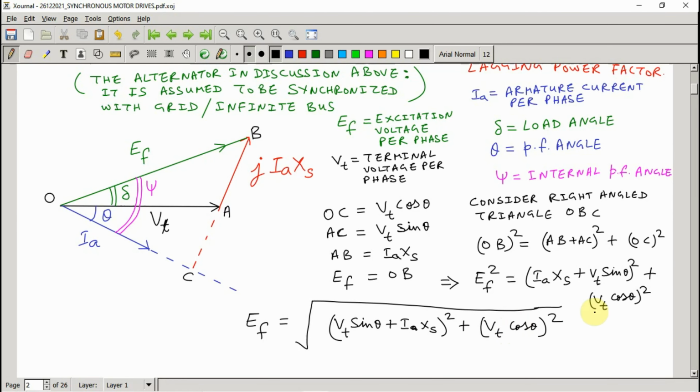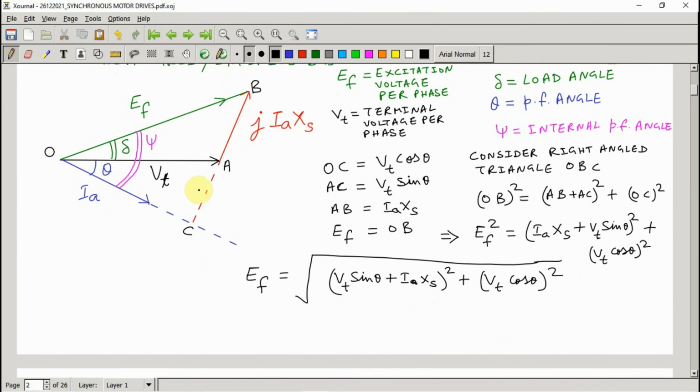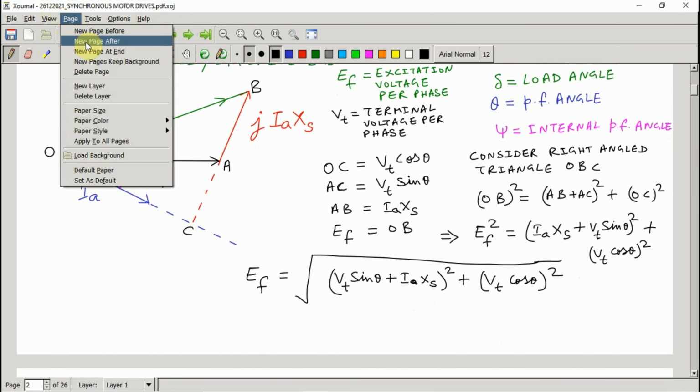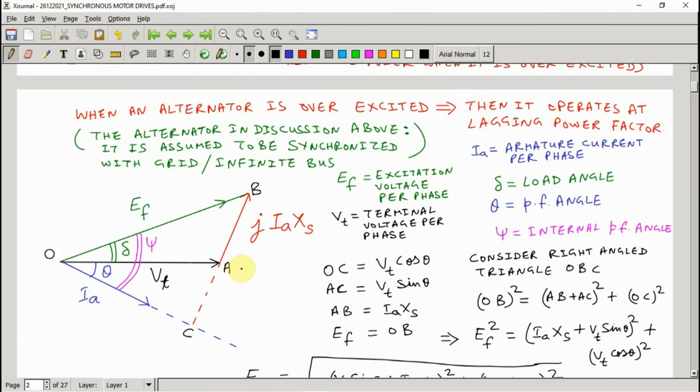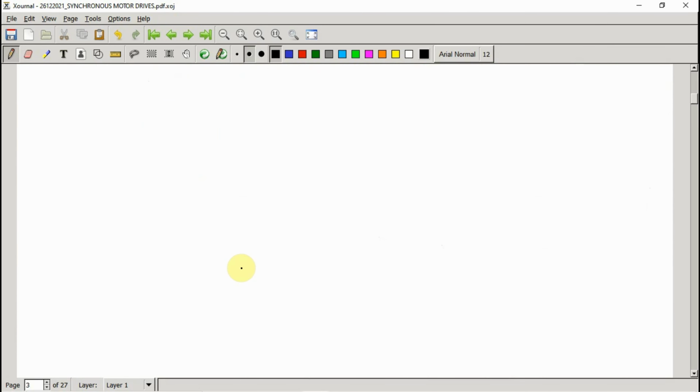Now let me introduce you to some other terms. So let me add a new page. All of us know that from the power triangle, this can be easily written. I am drawing the power triangle. It is a very known concept to all of you. You have done it in your basic electrical. So from the power triangle we can write like this. This is your apparent power.